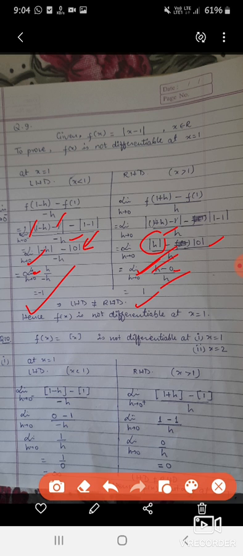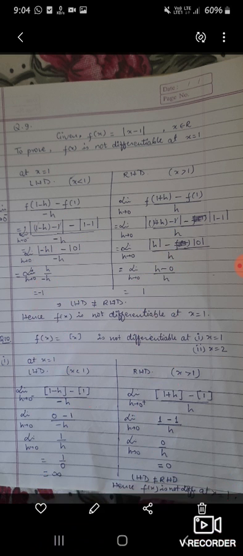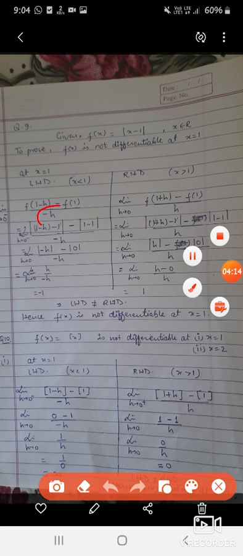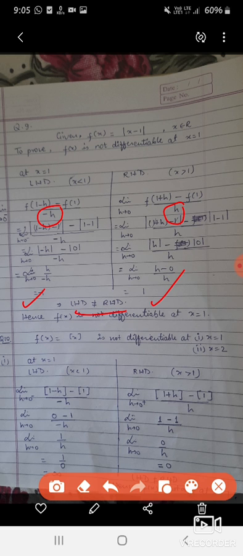So why is it coming minus 1 and why is it coming 1? The most important thing to remember is this minus h for LHD and positive h for RHD. Because of this negative, here it comes minus 1. Because of this positive term, it is coming positive. So you can see LHD is not equal to RHD. So f(x) is not differentiable at x equals to 1. We are done.